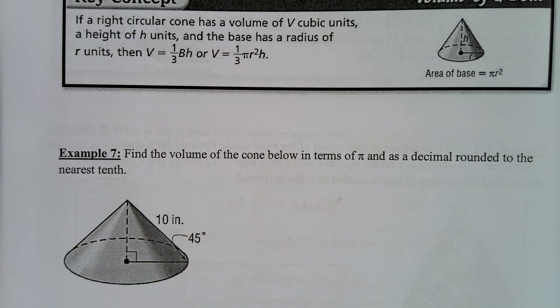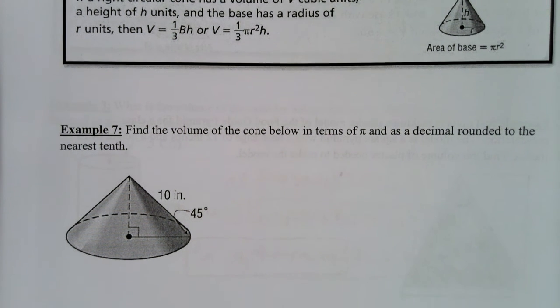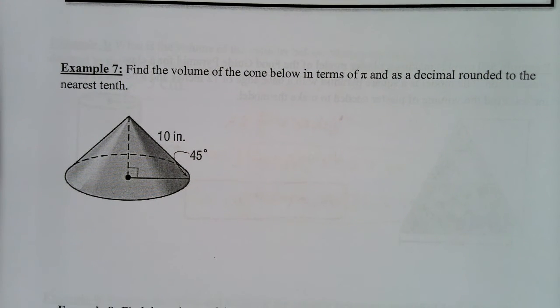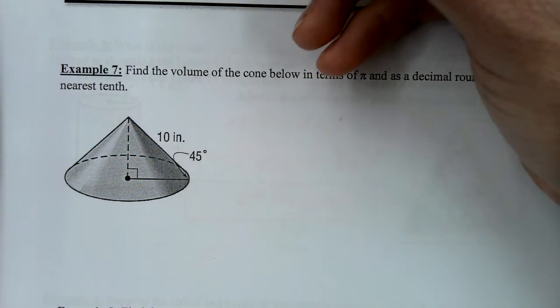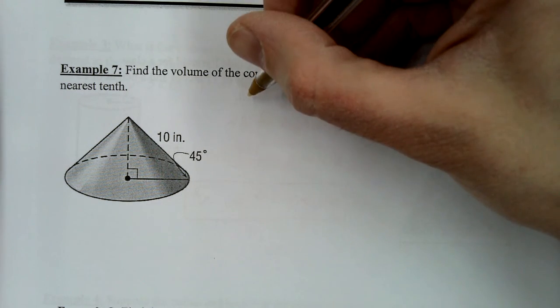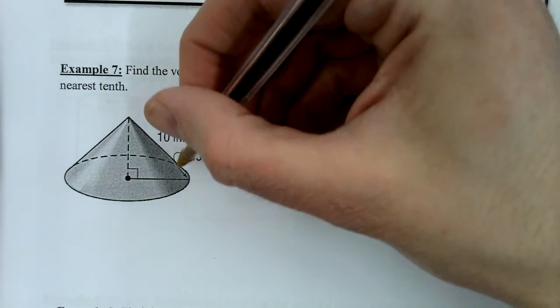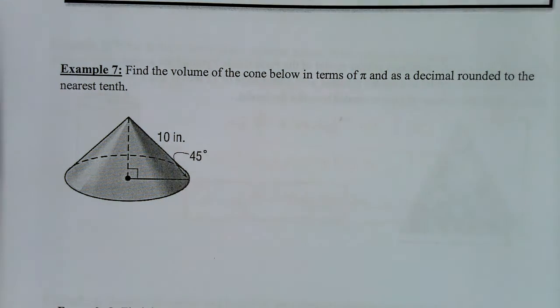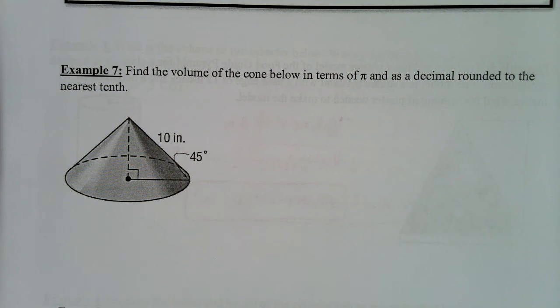Okay, so this one is actually going to be a hard one. Find the volume of the cone below in terms of pi and as a decimal. So we have a 45, 45, 90 triangle. In a 45, 45, 90 triangle, the leg equals the hypotenuse divided by square root of 2.